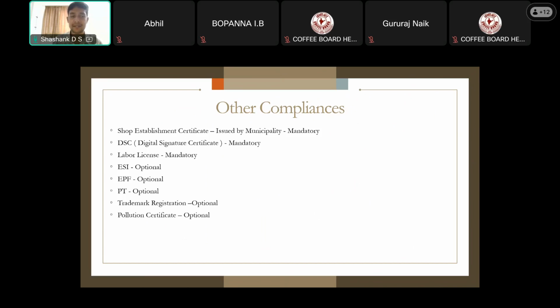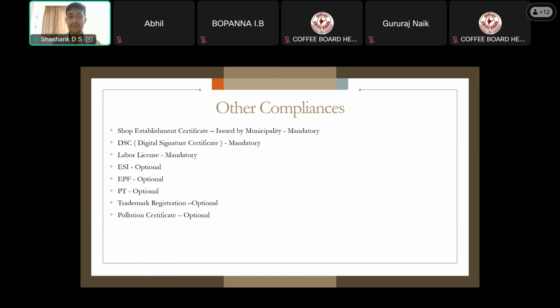Like I said, there are certain threshold limits. Suppose a business enterprise has more than 10 employees, then ESI becomes mandatory. And again, if the employee salary is beyond 21,000 per month, they are not eligible for the ESI scheme. They will be eligible only for private insurance.